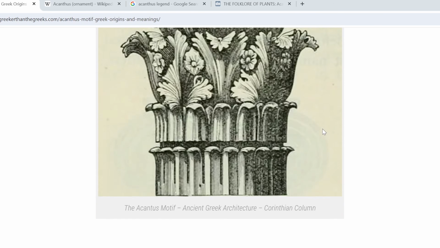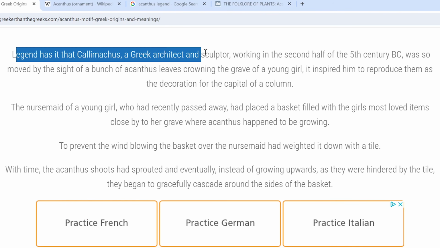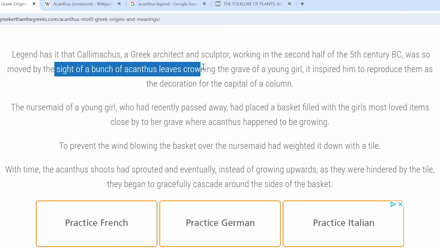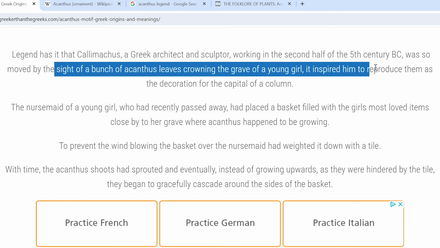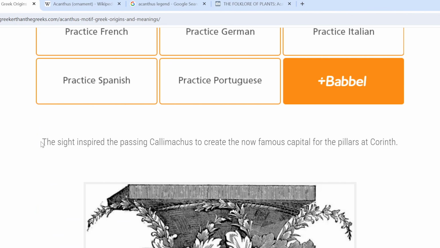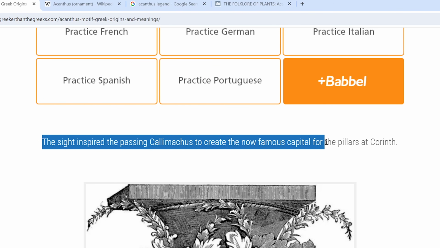And I'm just going to relate it briefly here. You can read about it. But legend has it that Callimachus, a Greek architect and sculptor working in the second half of the 5th century BC, was so moved by the sight of a bunch of acanthus leaves crowning the grave of a young girl, it inspired him to reproduce them as the decoration for the capital of a column. The sight inspired the passing Callimachus to create the now famous capital for the pillars at Corinth.